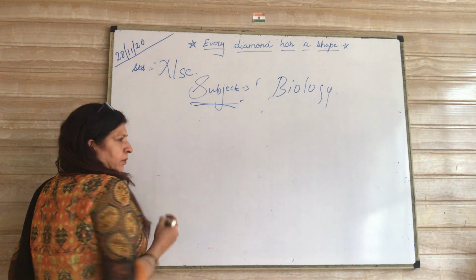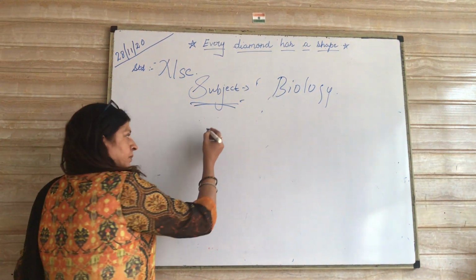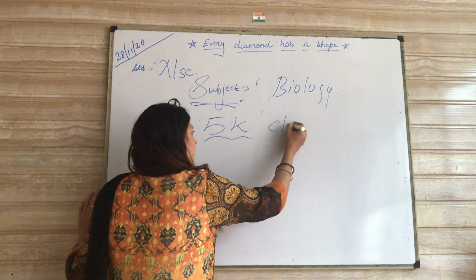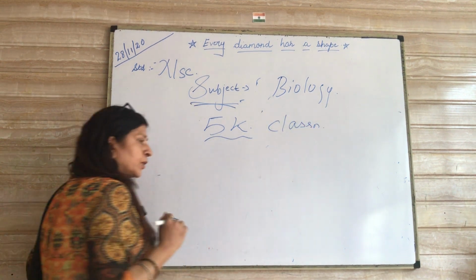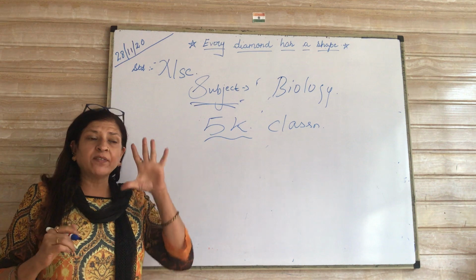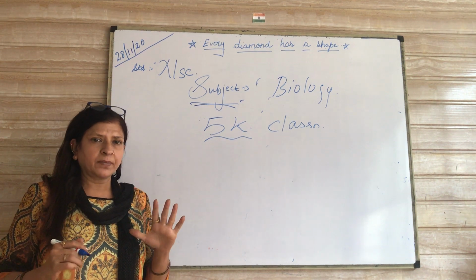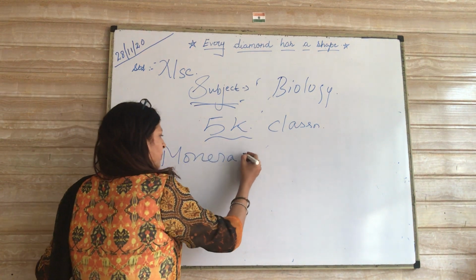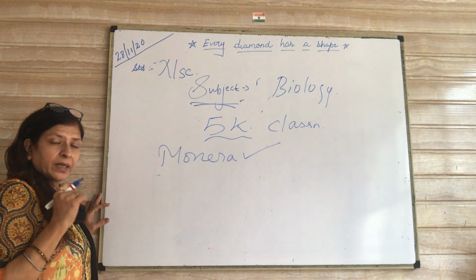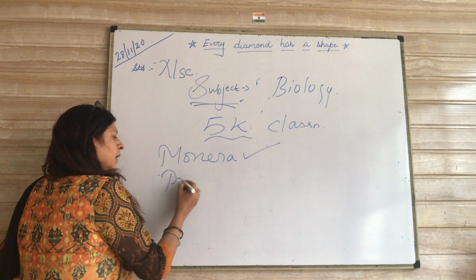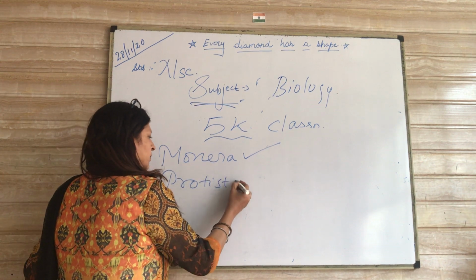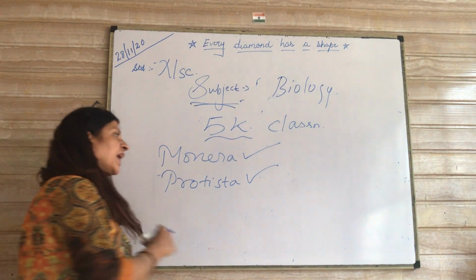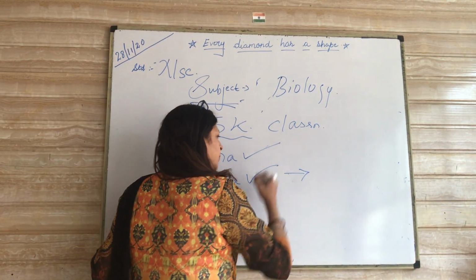In the last lecture, I had started with the 5K classification. Remember, 5K means 5 kingdoms. Kingdom Monera, we completed. Kingdom Protista, we also completed this. A small review, let's do.